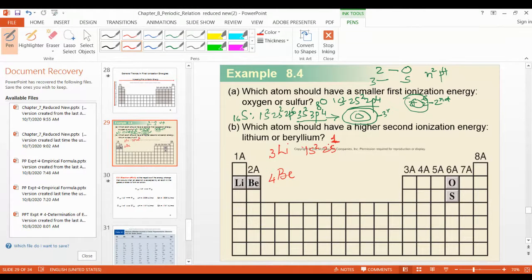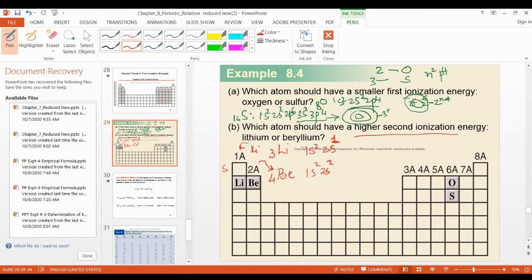There are 3 electrons. Beryllium, 1s2, 2s2. This is second group. This is the first group, lithium. And this beryllium is second group. So the last electron should be in the second group, as both are in S1 and S2 orbitals. So the question is, which has the higher second ionization energy?